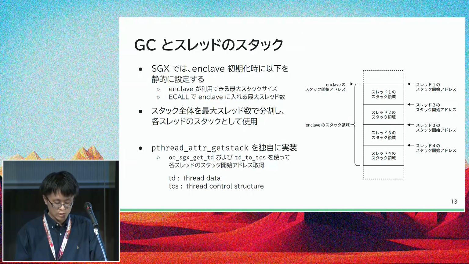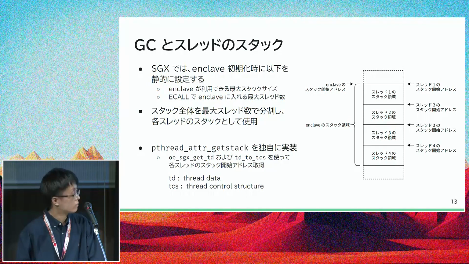The development kit is offering OEXDTD to CS API. So by using those APIs, the start address can be obtained, then the implementation can be performed. By taking those methods, the garbage collection of the stack can be correctly done.